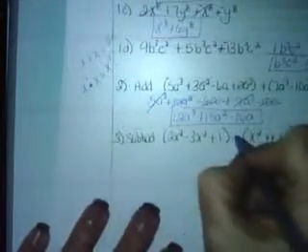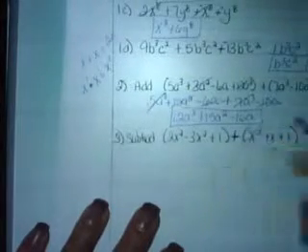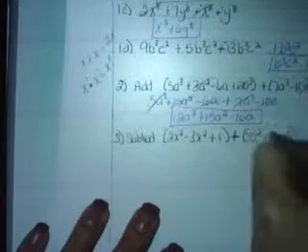Okay, number 3, I'm subtracting. So the first thing I'm going to do is change this subtraction to addition, and I have to change the sign of everything in the group after it.